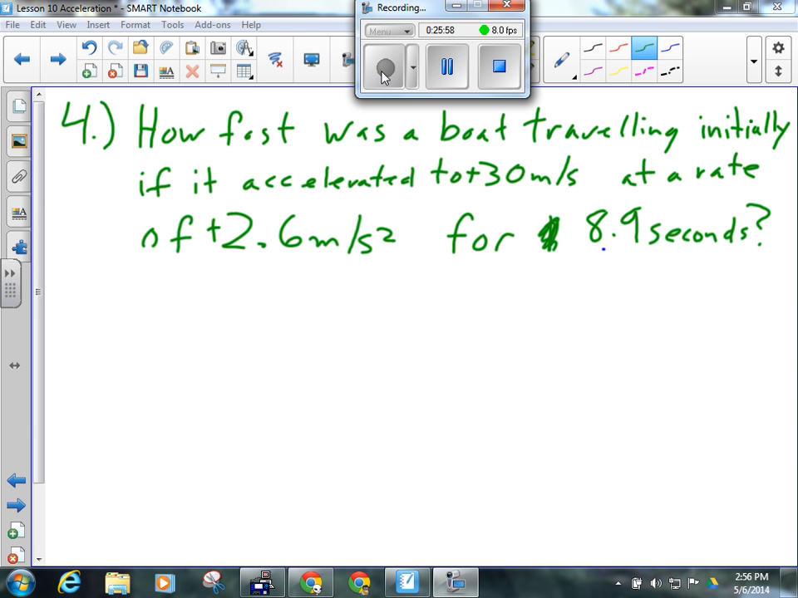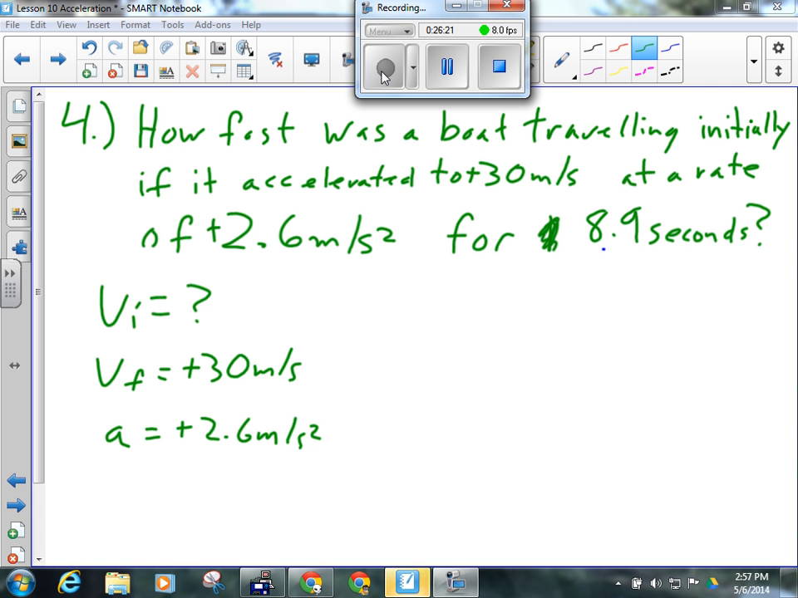Last manipulation of this formula. How fast was a boat traveling initially? So we're looking for VI. If it accelerated to positive 30 meters per second, so that's VF, at a rate of positive 2.6 meters per second squared for 8.9 seconds. There's all of my givens. I've got to solve for VI.